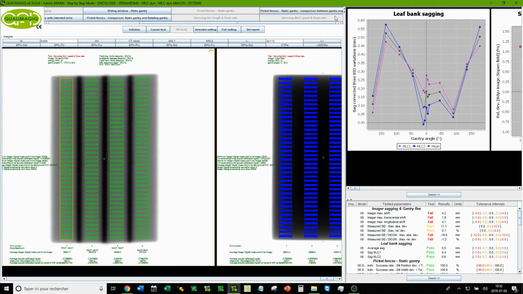I felt that it was important to show you an example with an Elekta Linac as well.